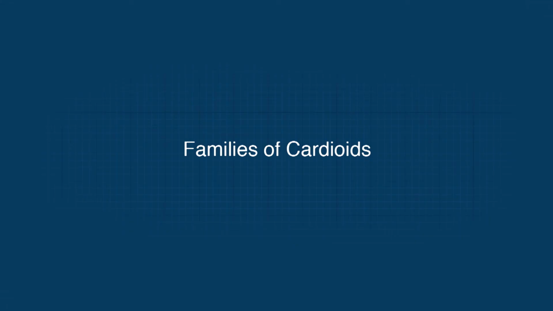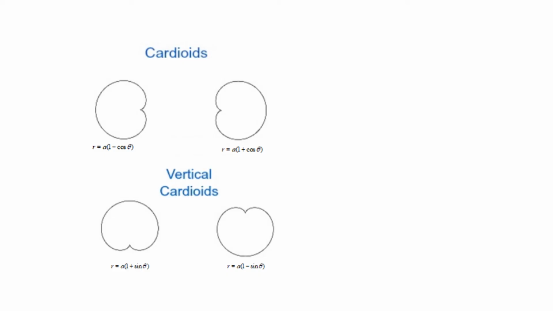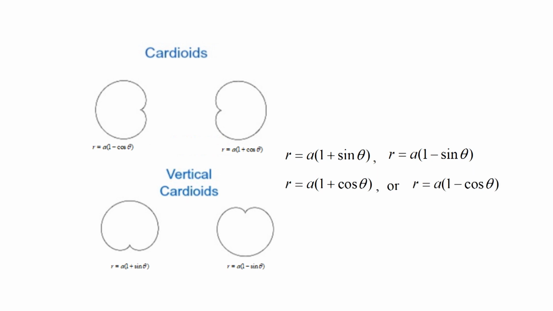We now consider families of cardioids as a special case of limaçons. If a = b > 0, then the limaçon is called a cardioid because of its heart-shaped appearance. We have observed already that the possible equations of cardioids are any of the following four forms: r = a(1 + sin θ), r = a(1 − sin θ), r = a(1 + cos θ), or r = a(1 − cos θ).